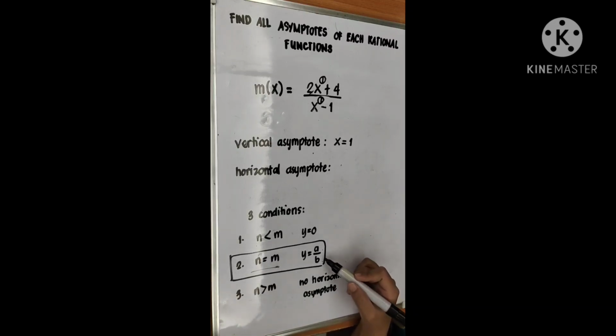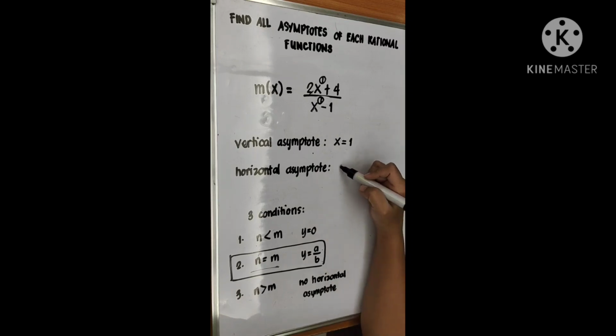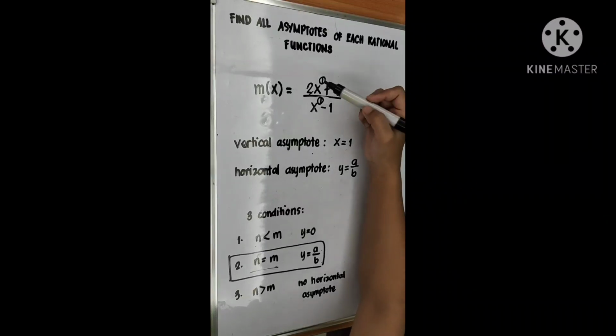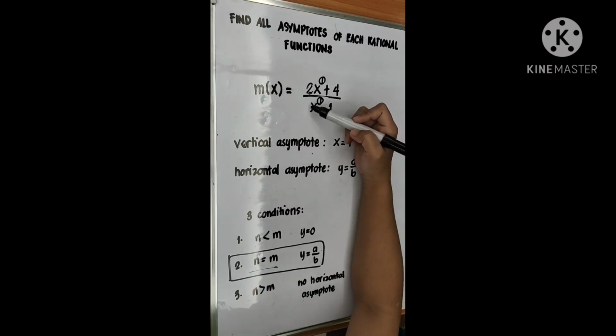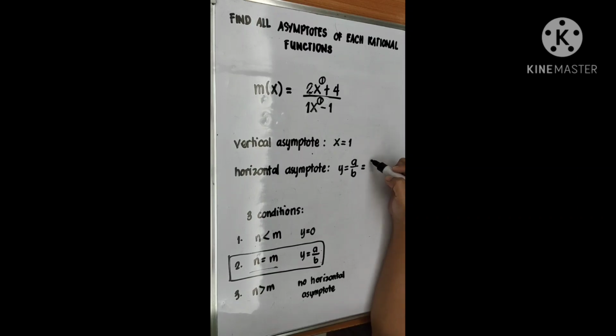So to solve for the horizontal asymptote, we will have y is equal to a over b, where a is the leading coefficient of the numerator and b is the leading coefficient of the denominator. The leading coefficient of the numerator is 2, and the leading coefficient of the denominator is 1. And so therefore, y is equal to 2 over 1, and that is 2.